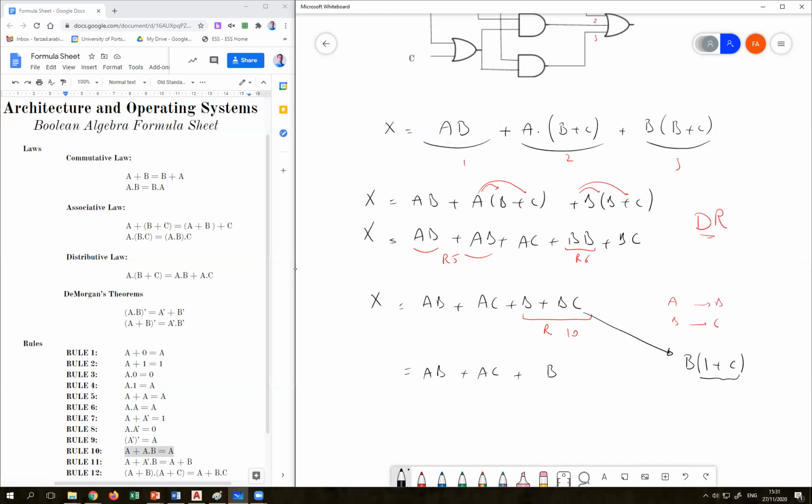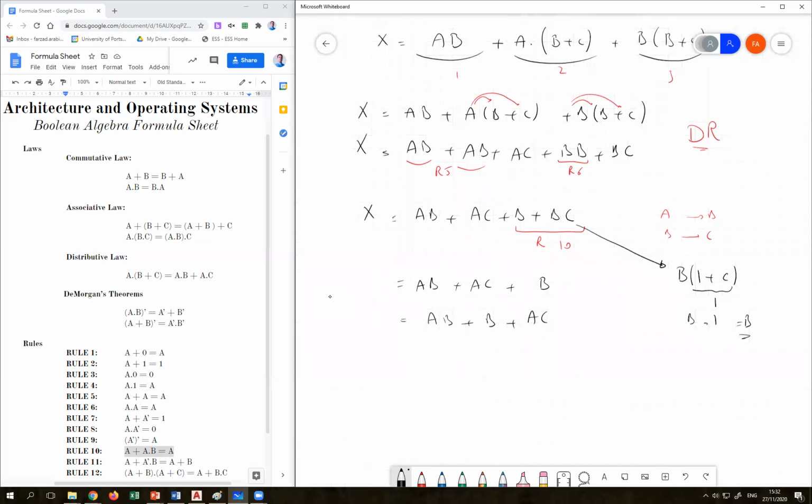This is 1 or C, rule number 2. It says that it's equal to 1. Do I need to memorize that? No, because that's an OR gate. When one input is 1, definitely the output is 1. So what I get is B and 1, which is equal to, rule number 4, B. Same story. What I get is AB plus B plus AC. Again, what I have here is rule number 10, same structure.